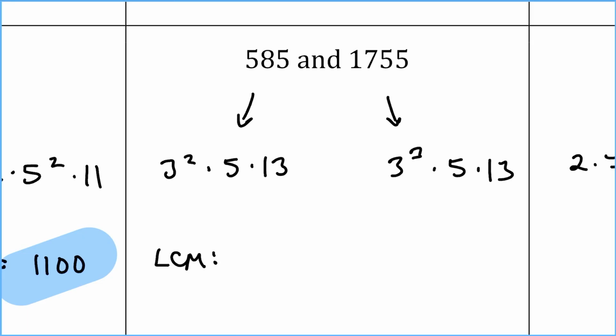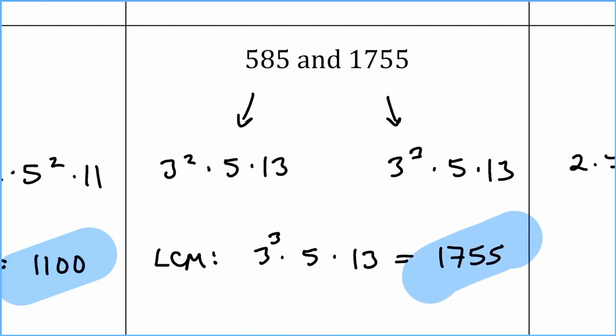Between these two prime factorizations, we have a 3, a 5, and a 13. The highest exponent on the 3 is a 3. We need to use that. So that's going to be 3 cubed times 5 times 13, 1,755. Yes, this was our other problem where one of the numbers was the answer, right? Because 585 divides 1755. 585 is the greatest common factor, and 1755 is the least common multiple.